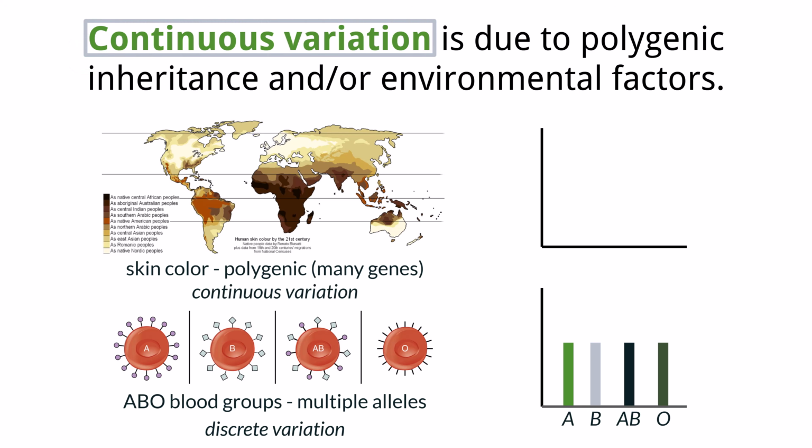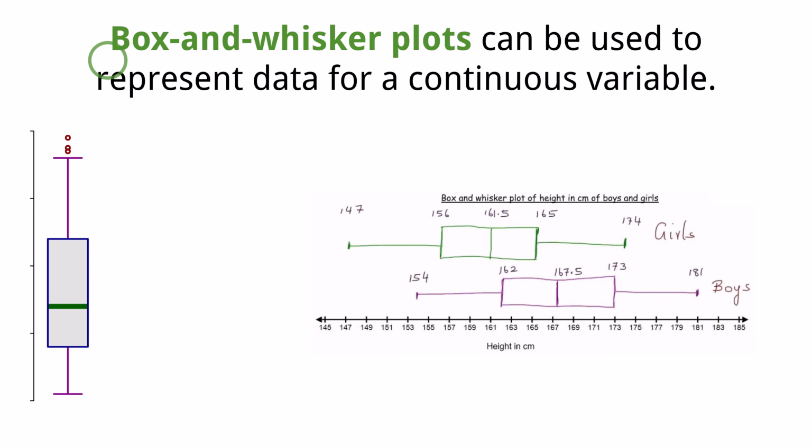Think of traits that can be placed on a continuum. Those are polygenic traits. Skin color is an example. We do not see only a few skin colors, but instead see hundreds of slight variations of skin color within skin tone. Other examples of continuous variation are height and IQ. When you plot continuous variations on a graph, you should see a bell curve, while discrete will show a bar graph. A box and whisker plot is used to represent continuous variables.